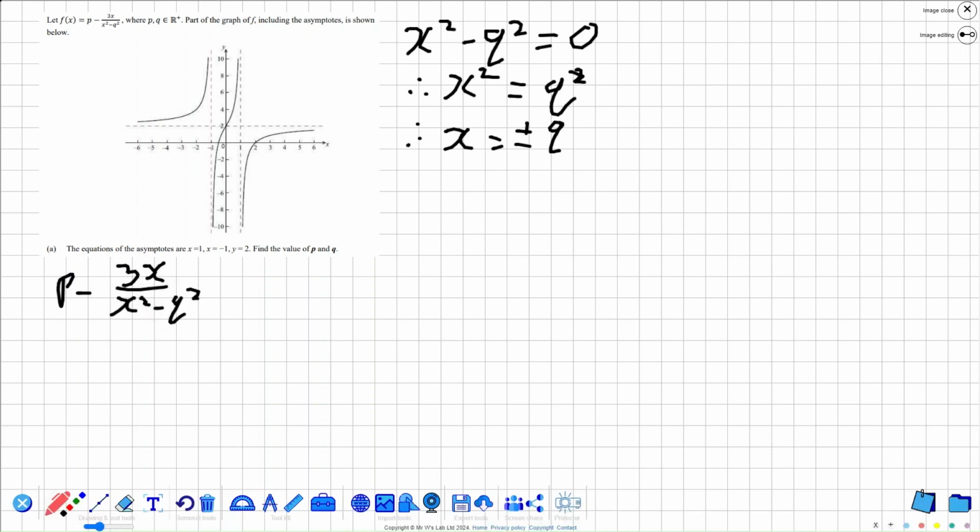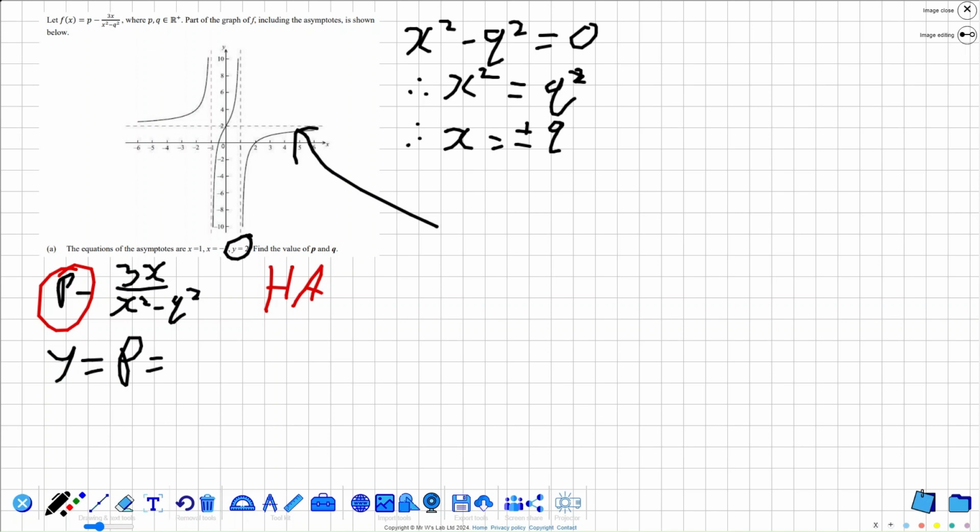As you know from the other questions where we evaluated it to get a single value to find our horizontal asymptote, in this case, because it's already separate, p will represent our horizontal asymptote. Since we've been provided that, both visually on the graph and because y equals 2, we can assume that y equals p, which therefore equals 2. So we know p equals 2.